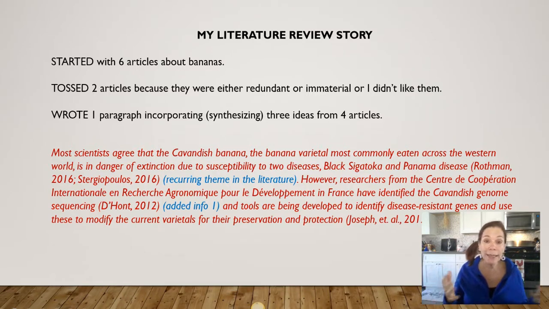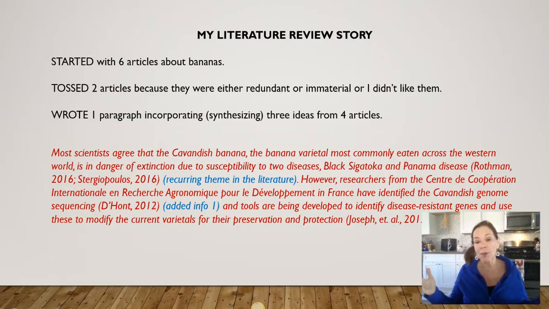Now I found 2 really interesting pieces of information. One of them is that obviously scientists are working on this problem, and some scientists in France identified the Cavendish banana's genome sequence. So that was one cool thing. And then another group of scientists, I don't remember where, were developing tools to use the gene sequencing information and identify disease-resistant genes and then modify the Cavendish varietal to help protect it.